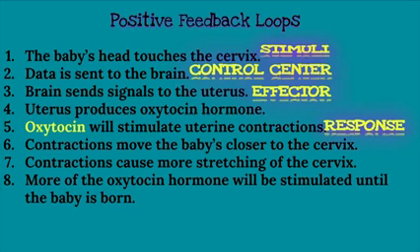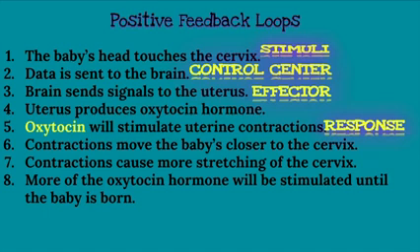Positive feedback loops are way less common than negative feedback loops. Now, positive feedback loops occur when something needs to happen quickly. So an example of that can be found in childbirth. So we're going to use that as an example to break down how a positive feedback loop works.